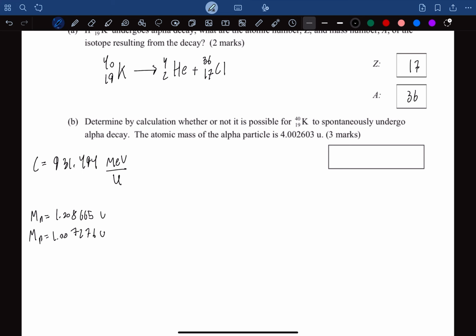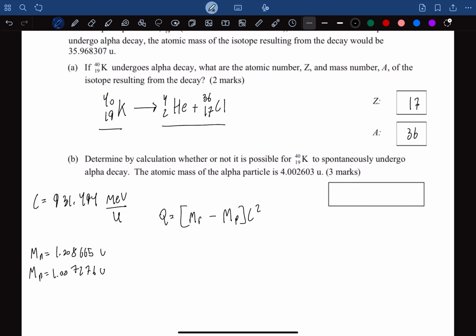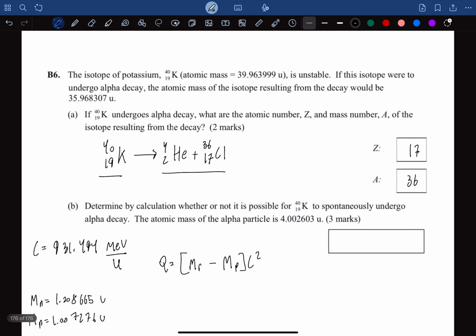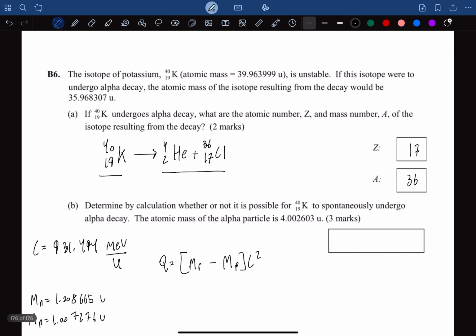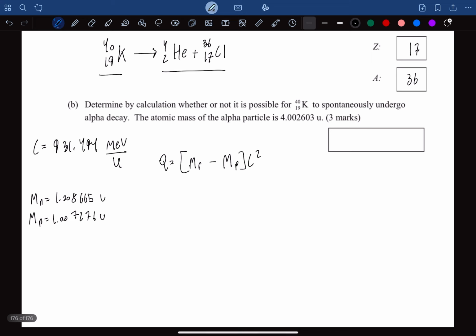Okay, so how do we do this question? First, Q is going to equal the mass of the reactants minus the mass of the products, times C squared. This is the reactant side, and this is the product side. The mass of the reactants they give us in the question. It's right here. And then the mass of the products we have to calculate ourselves.